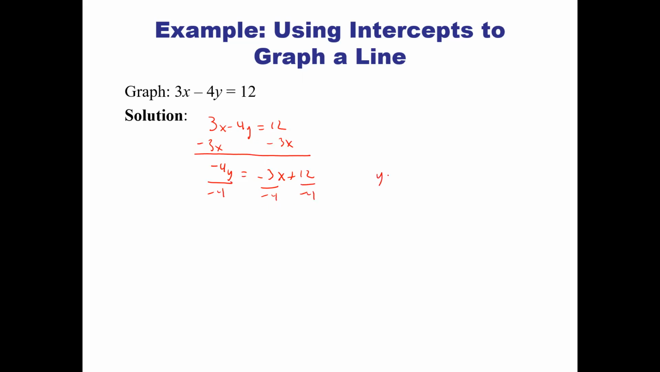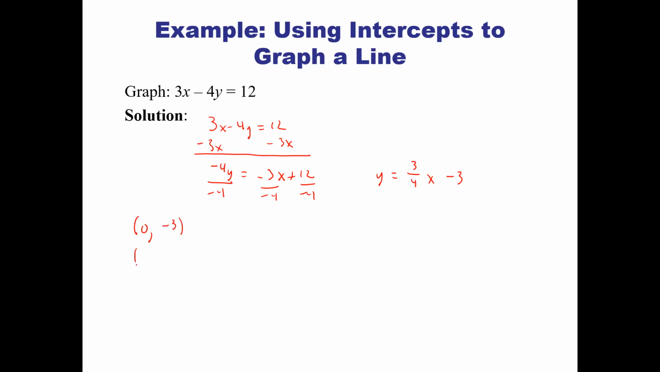And so then y is equal to, well, negative divided by negative is positive, so it's going to be 3/4 x, and 12 divided by negative 4 is going to be negative 3. Okay, so that's what we have for our equation. Now we can find our intercepts. If we plug in x equal to 0, what do we get for y? We get negative 3.